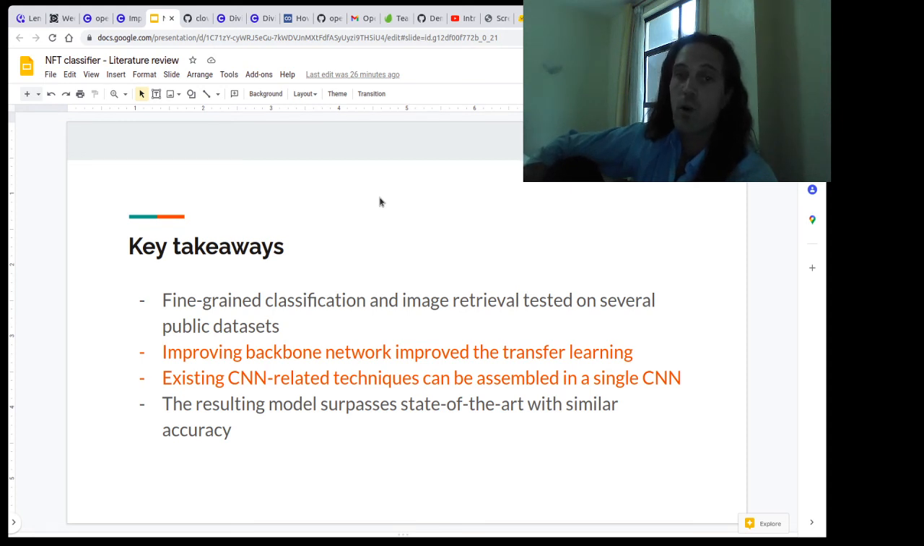improving the backbone network improved the transfer learning, and existing CNN-related techniques can be assembled in a single CNN. So all this is very positive for those who don't want to build a complex network architecture. You can actually use the existing tools to combine them casually in an existing model and just improve that previously developed model to achieve state-of-the-art performance.